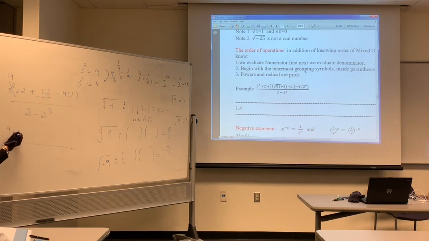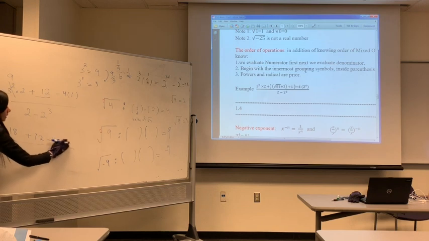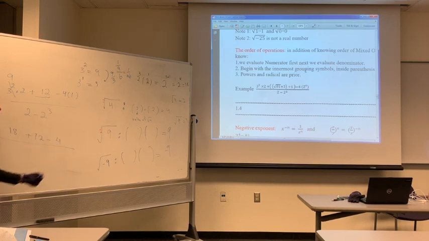9 multiply 2 plus 12 minus 4 multiply 1 is 4. Correct? So I will keep that because I said from left to the right. First I want to solve this one. 9 multiply 2 is 18. And then I will reach this point, because from left to the right, 4 multiply 1 is 4. Okay, negative 4. You know what I mean.